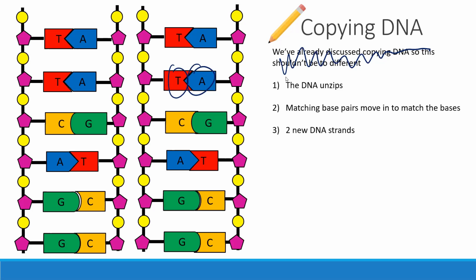The 3 steps are: step 1, the DNA unzips. Step 2, matching base pairs move in to match the bases. In step 3, 2 new DNA strands.